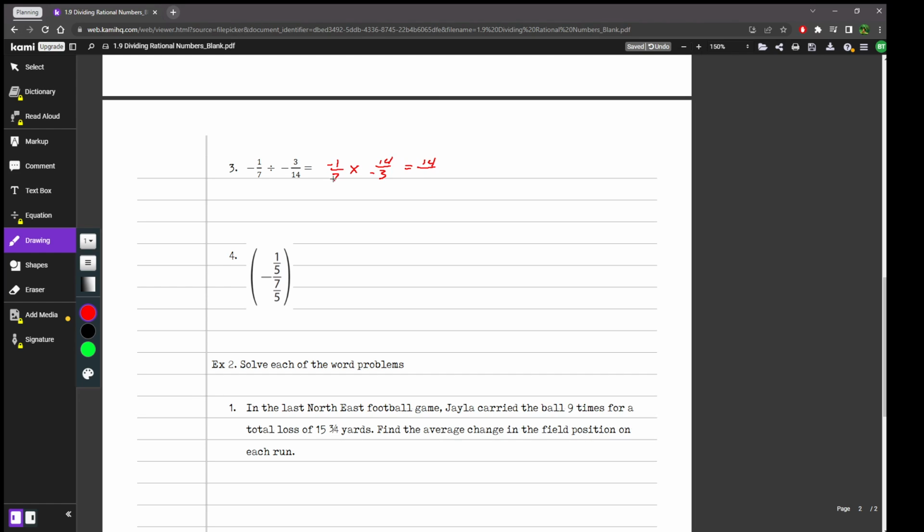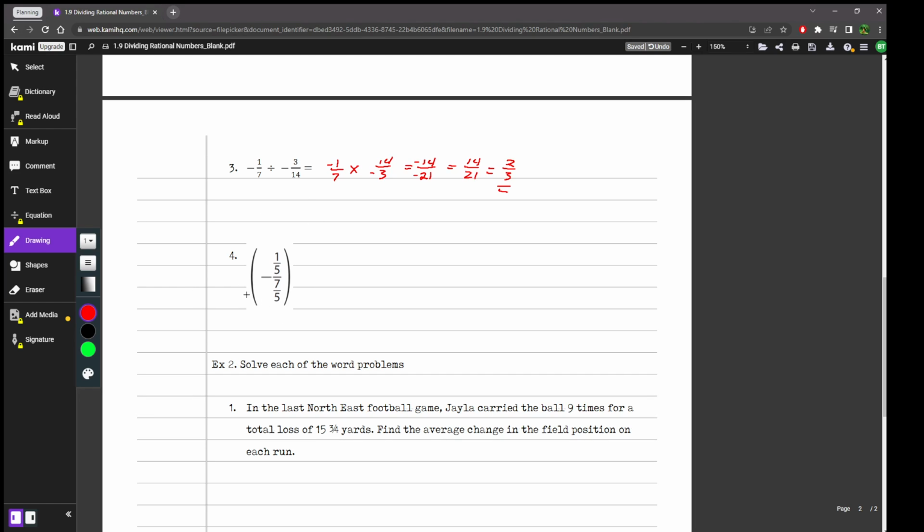So 1 times 14 is 14. 7 times 3 is 21. Our negative signs carry across because it's negative times positive. Well, negative over negative, those cancel out, and we end up with 14 over 21. Well, I know these are both divisible by 7, so I can reduce this to 2/3.